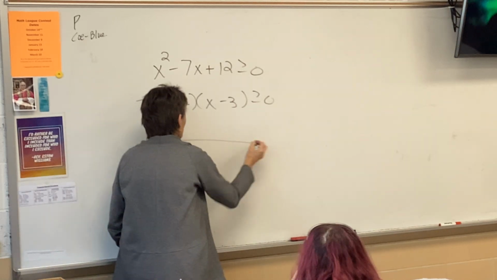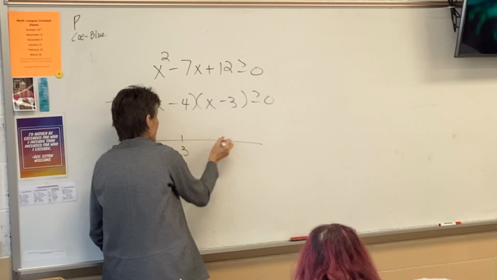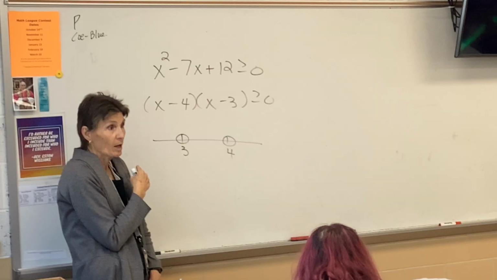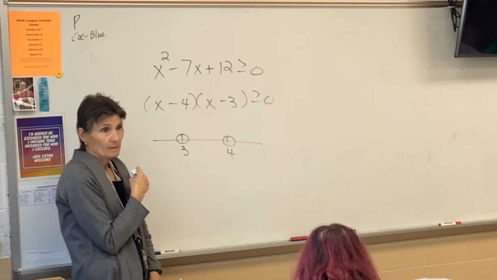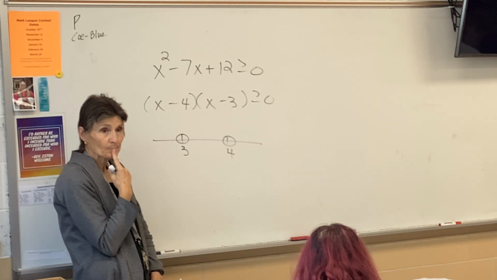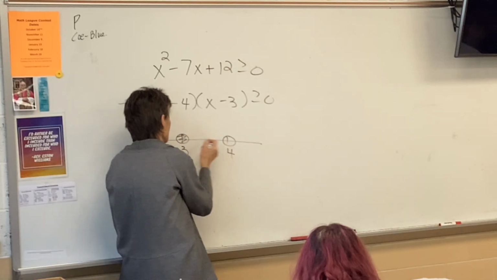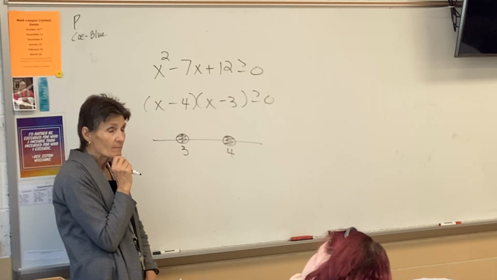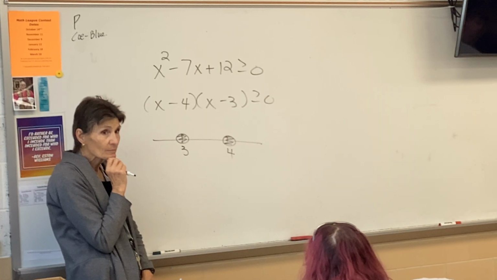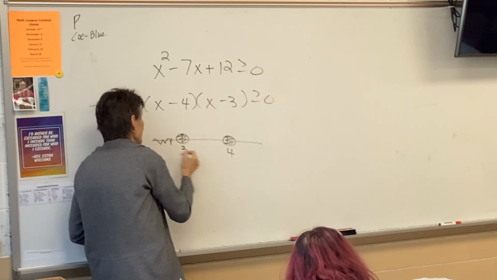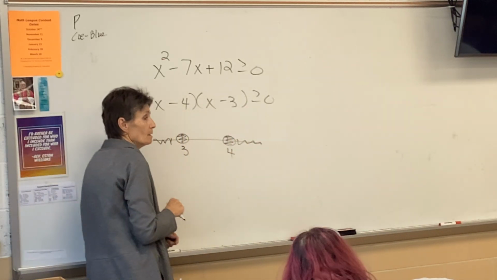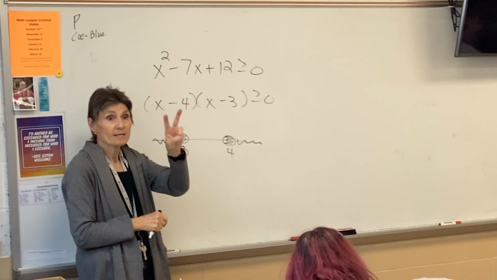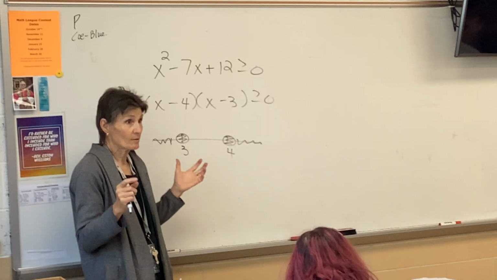Now we draw our number line, and we put a 3 and a 4, and they have to go in that order because that's a number line. And then what? You shade in the dots because it is an or equal to problem. And then shade on the outside. Why can I shade on the outside? Because it's greater than. That's my shortcut. 2 dots and a greater than means it shades on the outside.